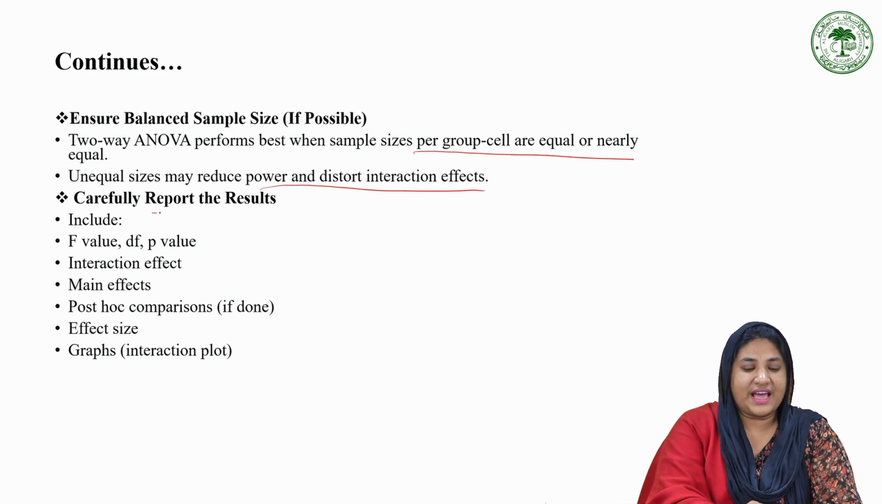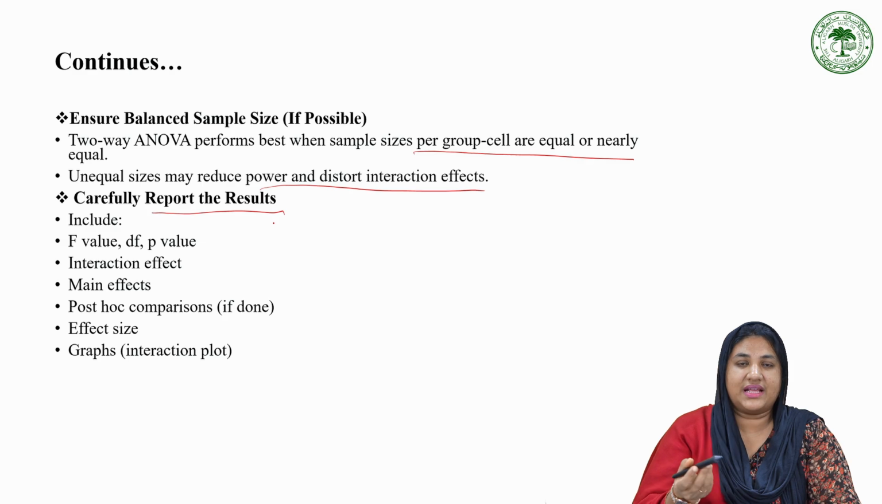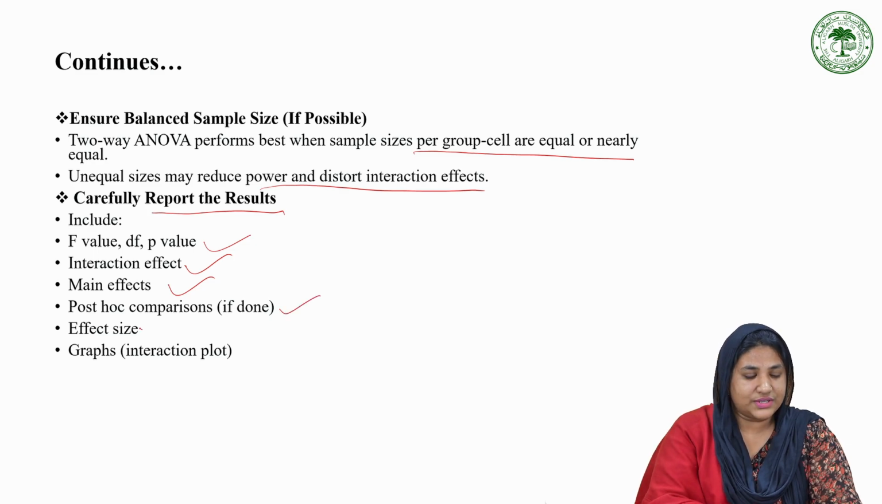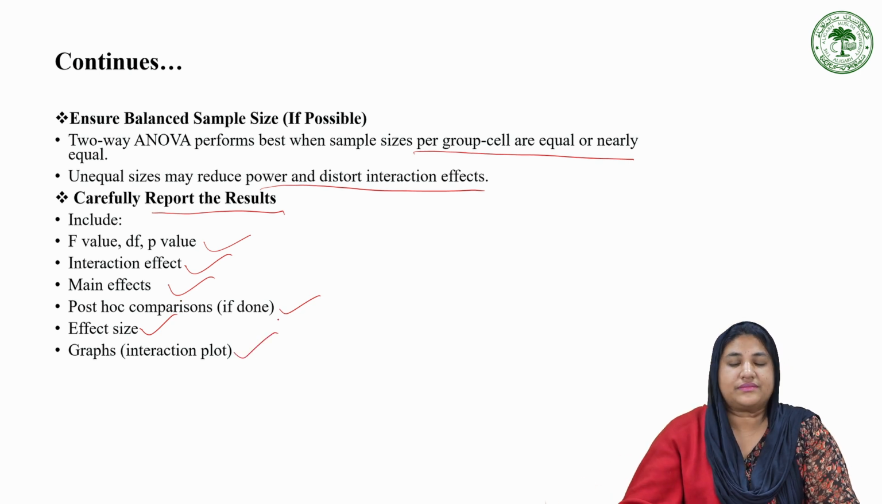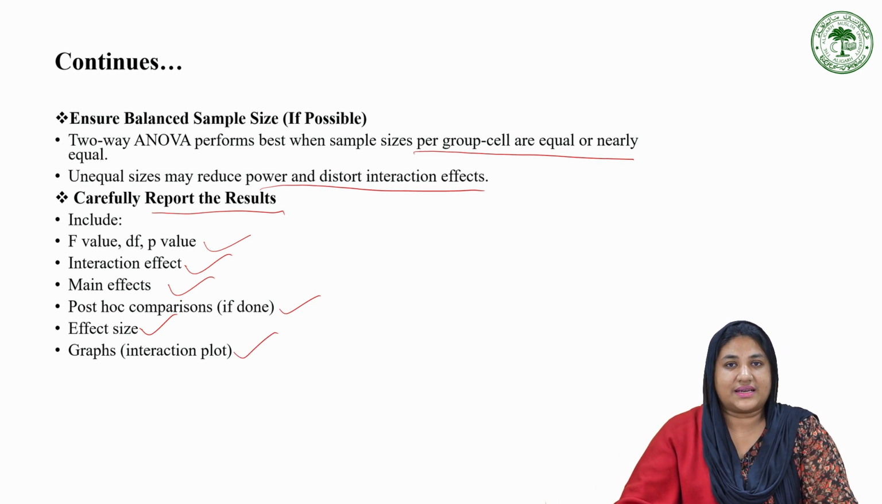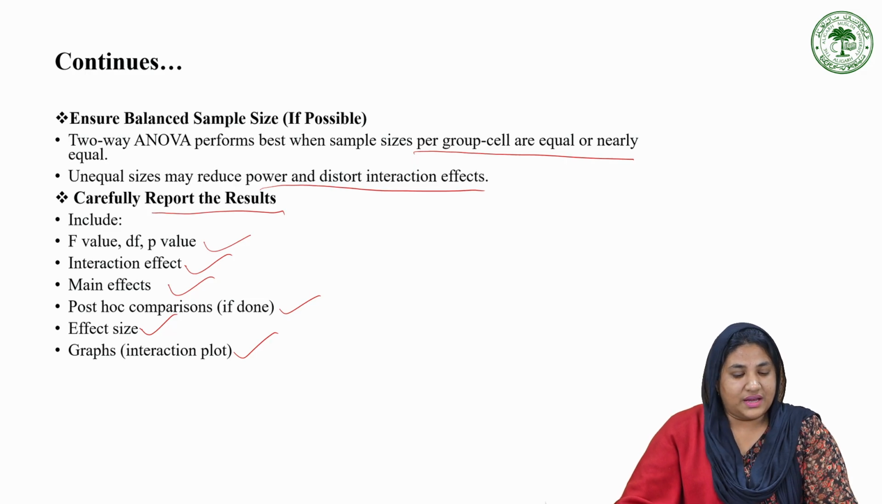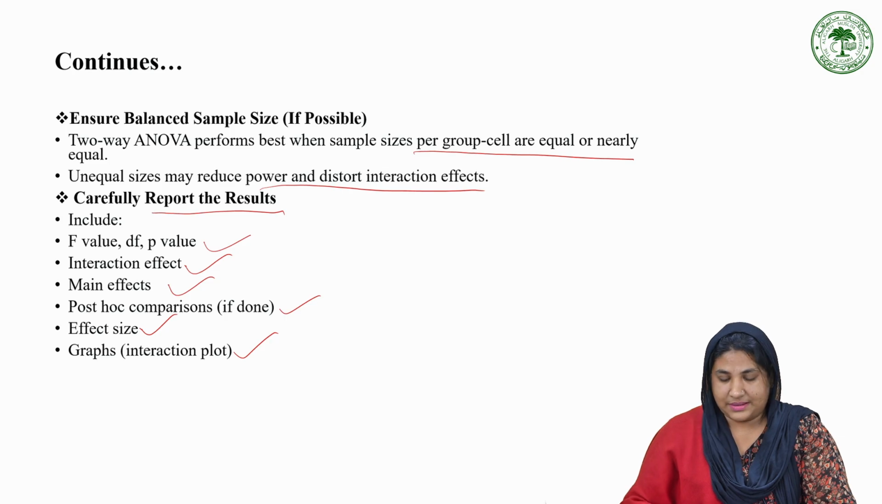Also, you should carefully report the results. The report should include the F value, the degrees of freedom, the P value, the interaction effect we have already discussed, and the main effect. Post hoc comparison, if done, can be included, and effect size is also there, along with certain graphs, that is the interaction plot. Apart from the post hoc comparison, we have done almost all others.